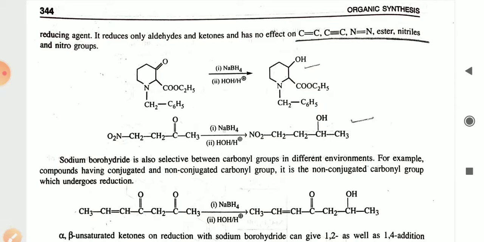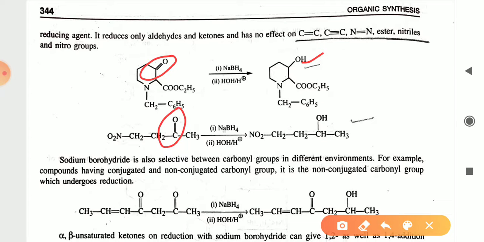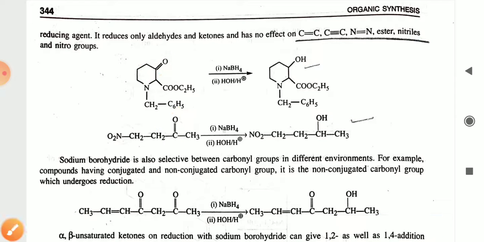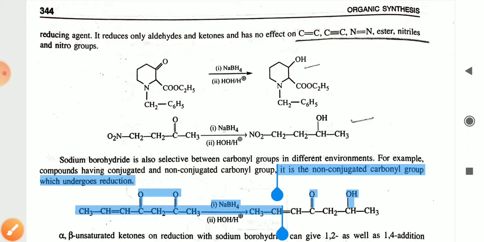So in this reaction you can see the C double bond O, the ketone carbonyl group, will be reduced and it will give the alcohol. In here you can see the example: the C double bond O group will be reduced to the OH group.